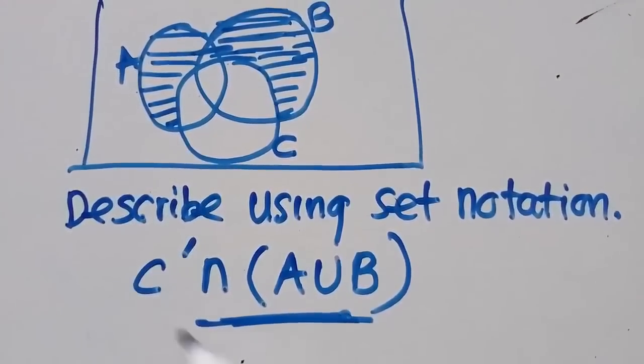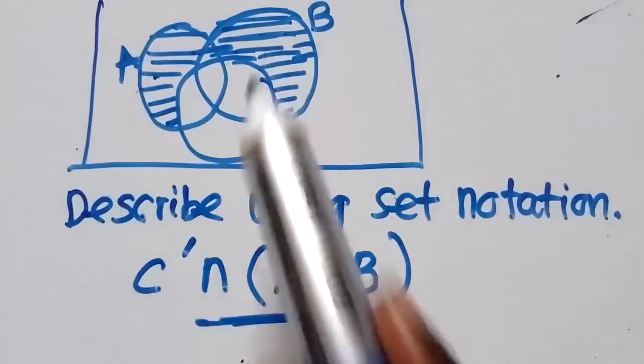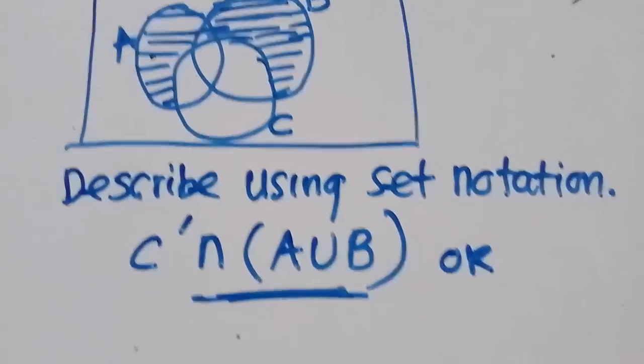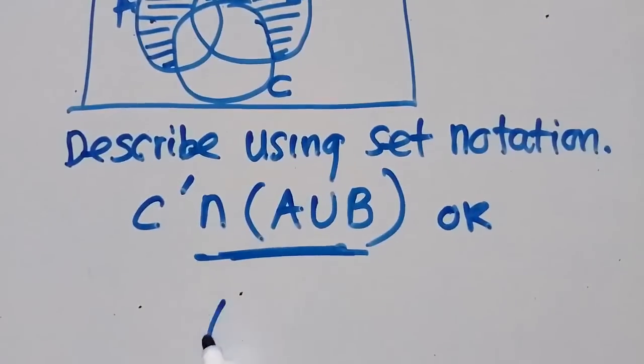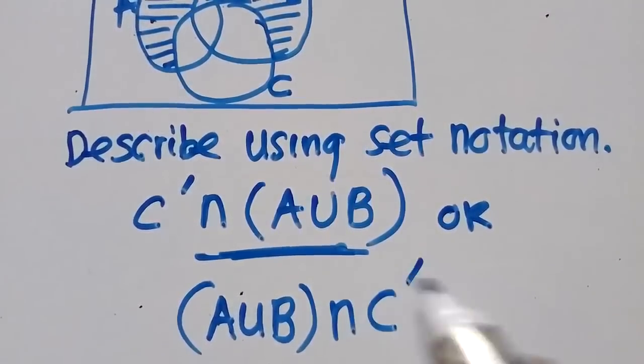Have you seen? C complement, they don't want what is in C, but they want what is in A and B. Or this can also be written in this manner. It can be written where you just say A union B, then you say intersection C complement. This is just one and the same thing. This is what you need to do.